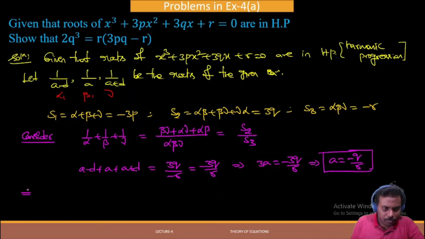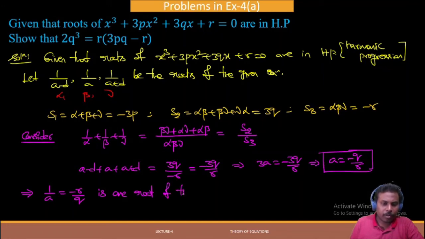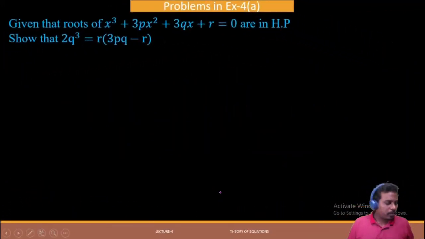So this implies 1 by a is equal to minus r by q is one root of the equation. Okay, and let me continue in the next page. Here is the continuation.